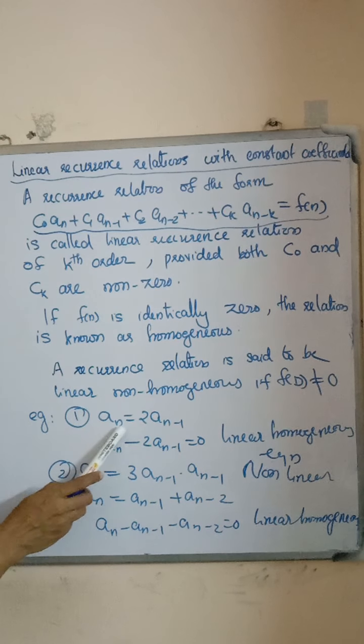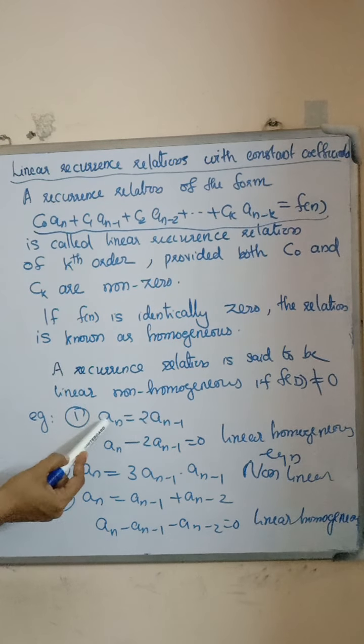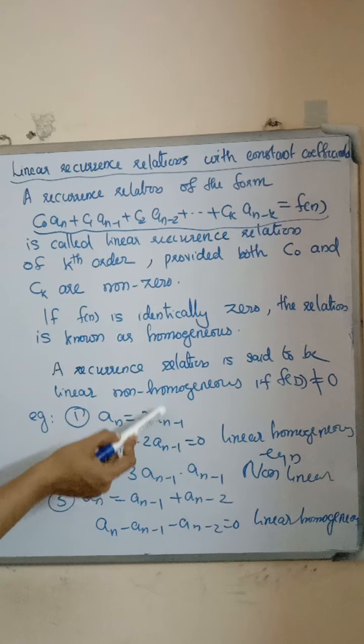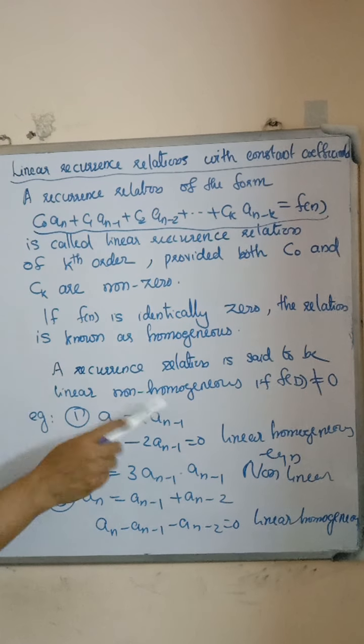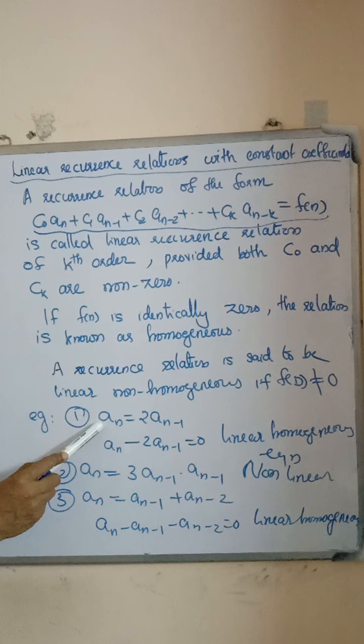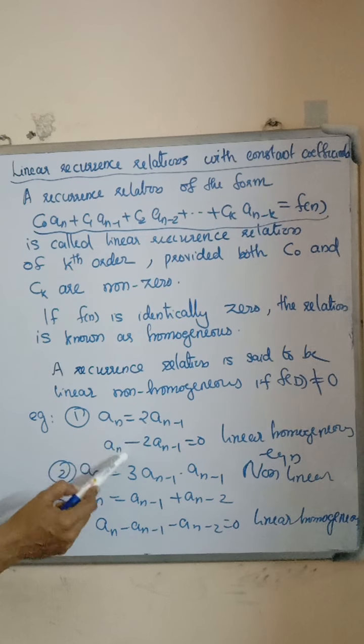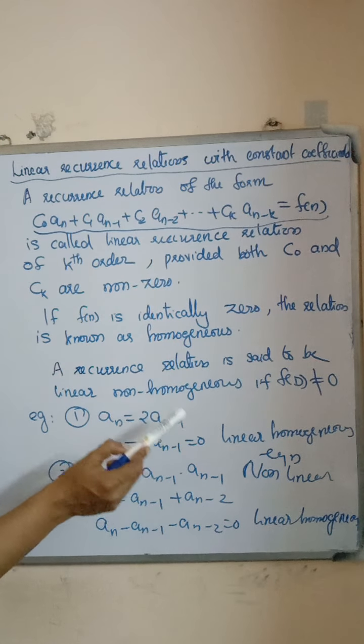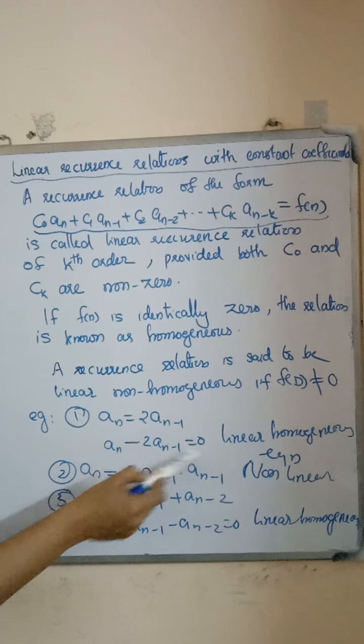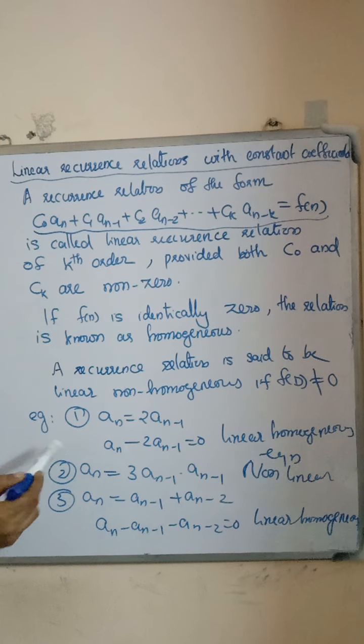Example, an is equal to 2an minus 1. This relation is linear because the power of an is 1 and an minus 1 is 1. So the relation is linear. Also we can write it as an minus 2an minus 1 is equal to 0. That is, the right side becomes 0. So it is a linear homogeneous recurrence relation.